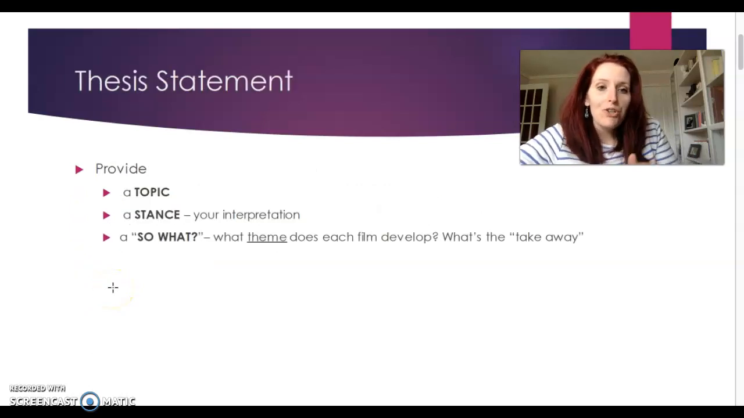So remember, in your thesis statement, you want to make sure that you provide a topic, the films, a stance, your interpretation, and a so what. What theme does each film develop? What's the takeaway? What's the message? Why should we watch this film?